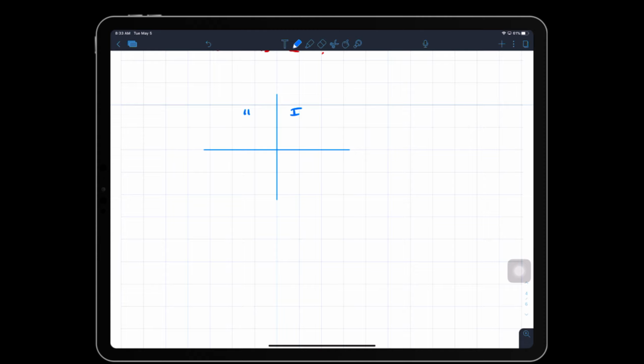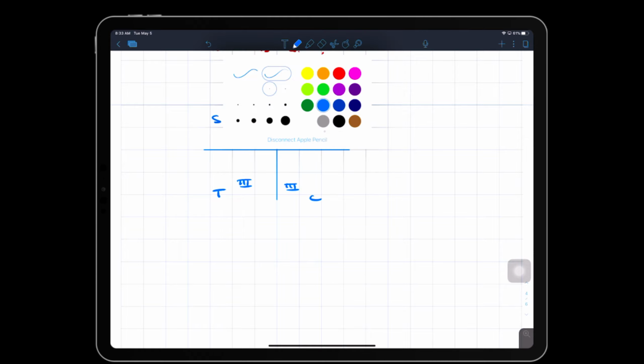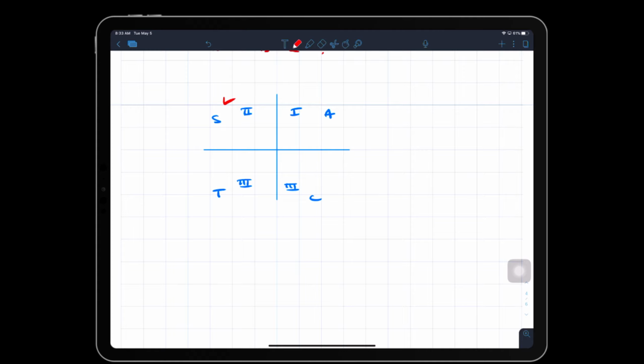All students take calculus, right? You guys remember that? All students take calculus. Tangent is negative in quadrant 2 and in quadrant 4.